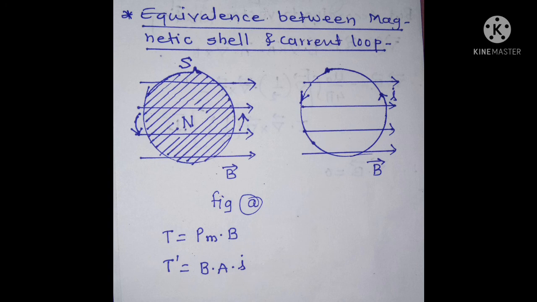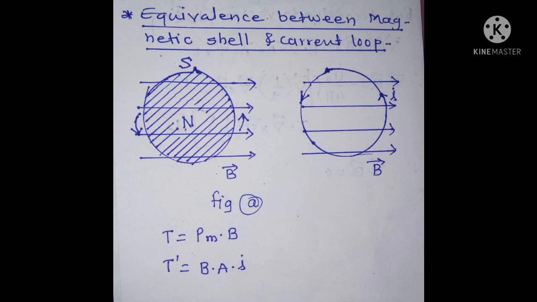If such a magnetic shell of dipole moment Pm and area of cross section A is placed in a uniform magnetic field of induction B with its cross sectional area parallel to the field, it is acted upon by a torque T equal to Pm into B, that is shown in figure A.